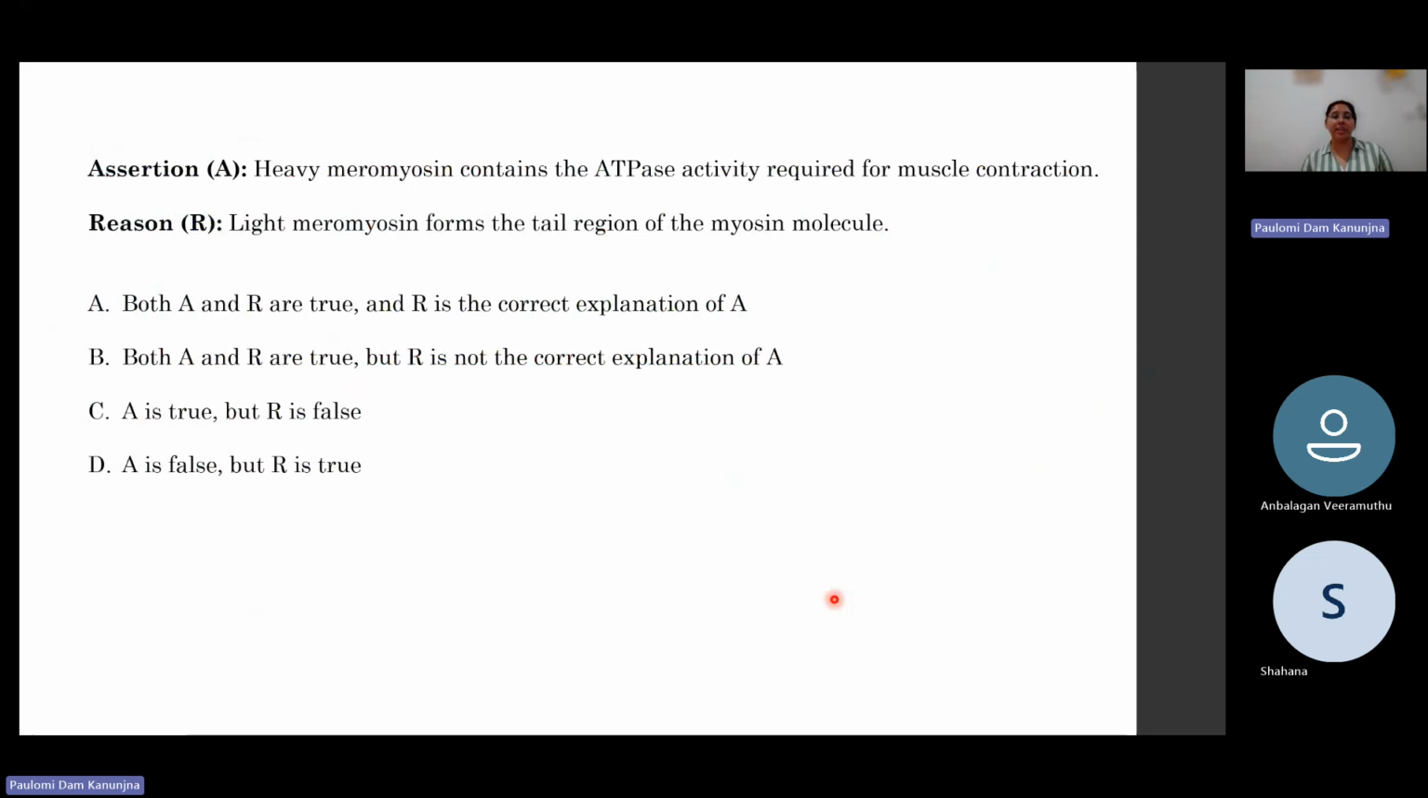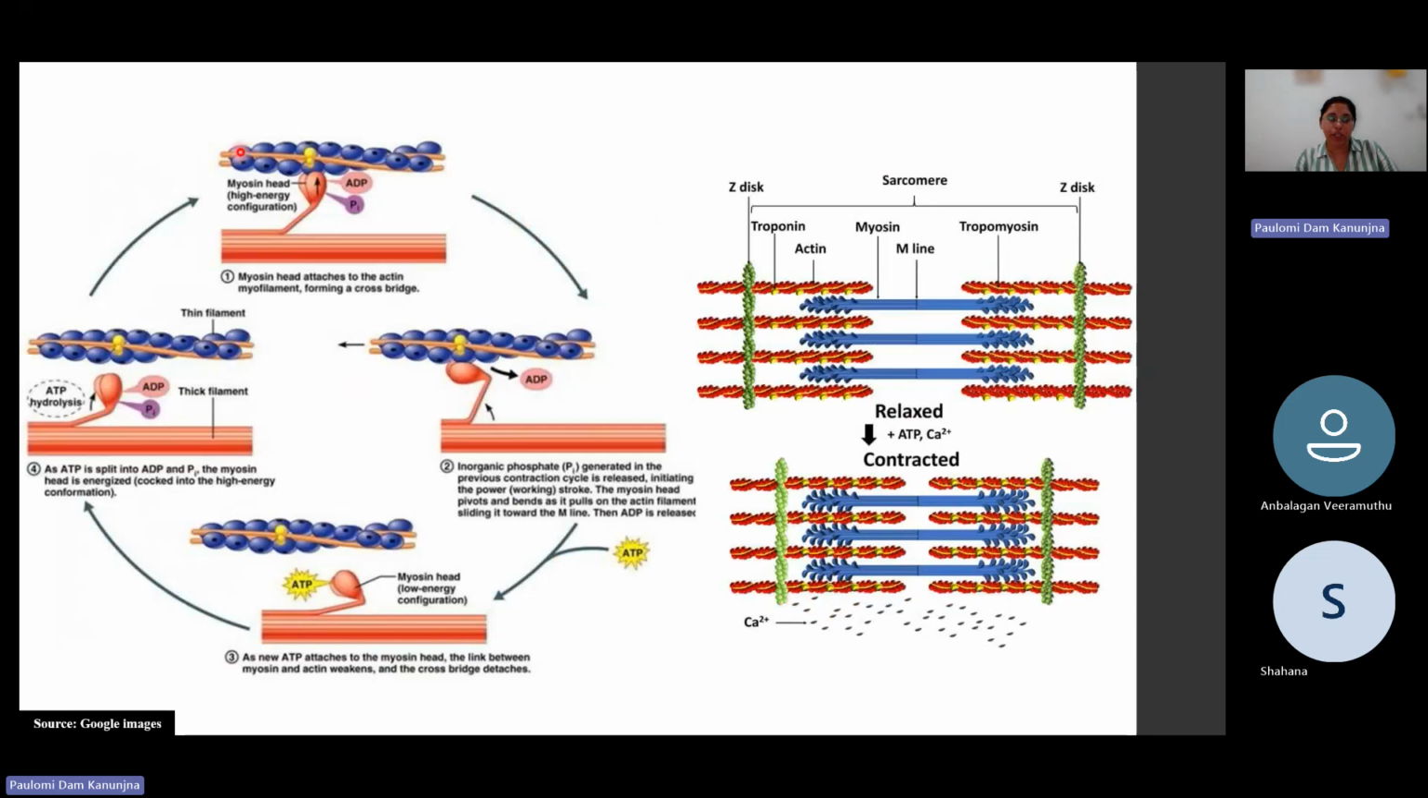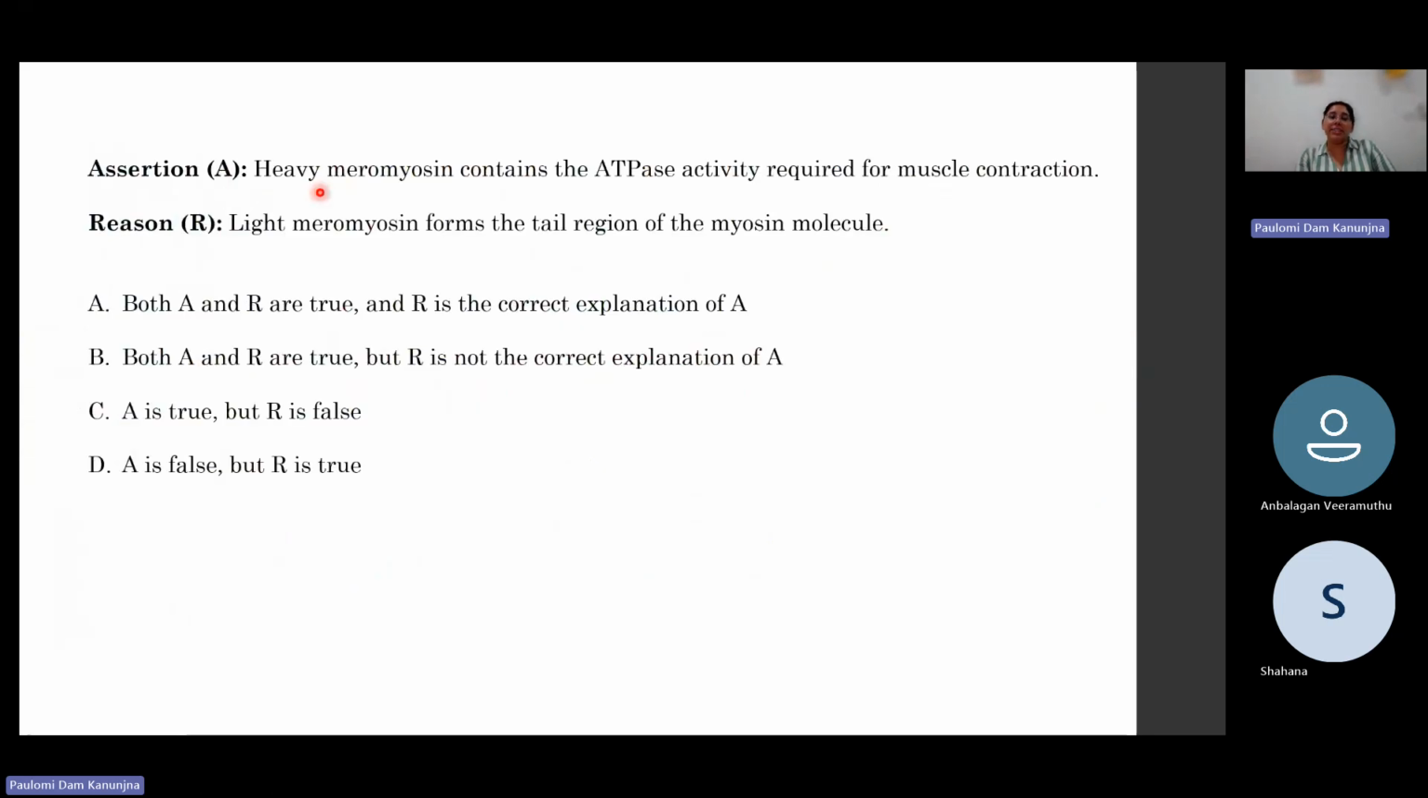Okay. Now, the first one here, the statement says heavy meromyosin contains, so it's basically your myosin. So your heavy meromyosin is basically these two statements. Heavy meromyosin contains the ATPase activity required for muscle contraction. The light meromyosin forms the tail region of the myosin molecule. So do you think these two statements are correct and in relation to each other?